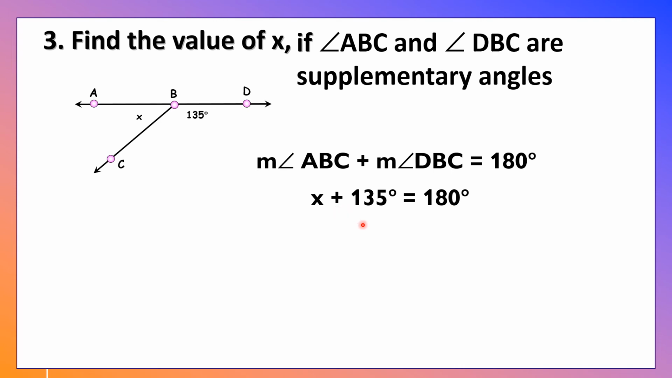So para makuha natin yung x, so subtract natin yung 135 degrees sa 180 degrees. So we have x is equal to 180 degrees minus 135 degrees. So therefore, x is equal to 45 degrees. So that means the value of x is 45 degrees.